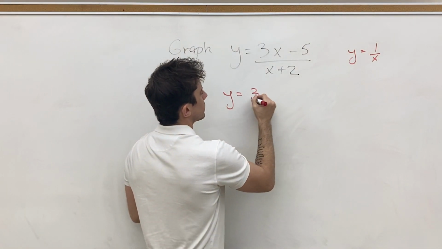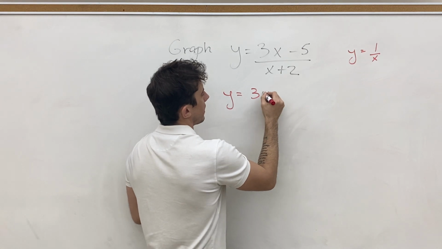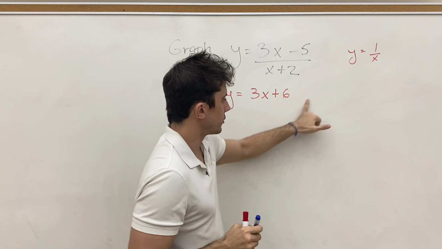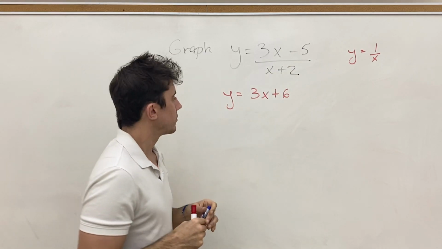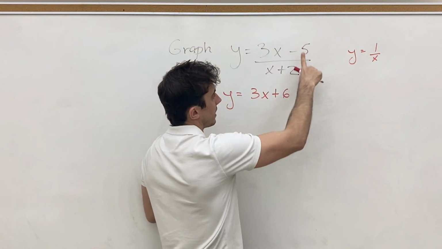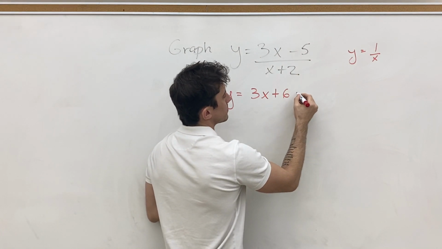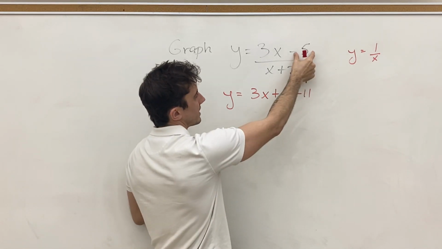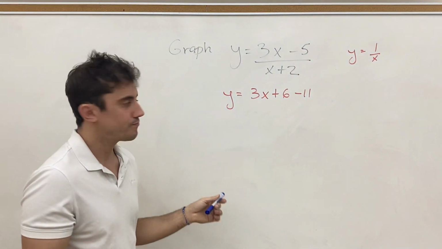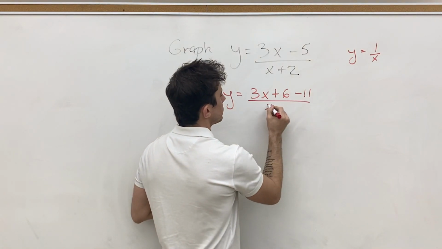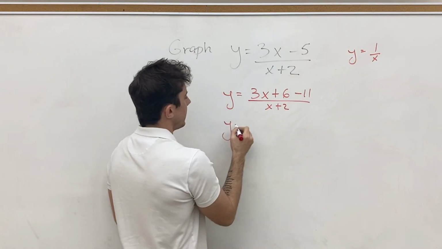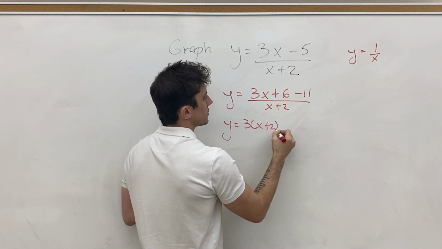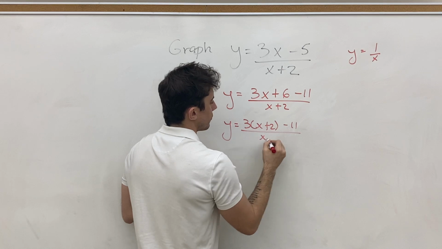I'm going to add 3x, and then I'm going to add plus 6. But I still want this part of the numerator to end up being minus 5, right? So to balance out the plus 6 and still have it be negative 5 in the end, I'm going to subtract 11 afterwards, right? Because really all I did was write negative 5 as 6 minus 11. And now we have that over x plus 2. And now we can go ahead and factor this first part as 3 bracket x plus 2, minus 11, and have all of that over x plus 2.